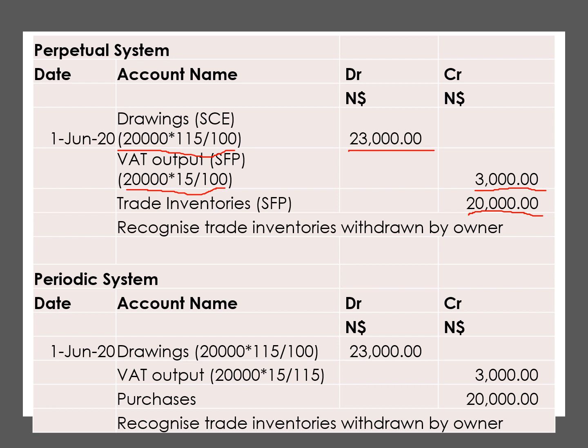To record the withdrawal of inventory under the periodic inventory system, the same steps are used as under the perpetual inventory system, but trade inventories will be replaced by the purchases account. The figures will remain the same as under the perpetual inventory system.